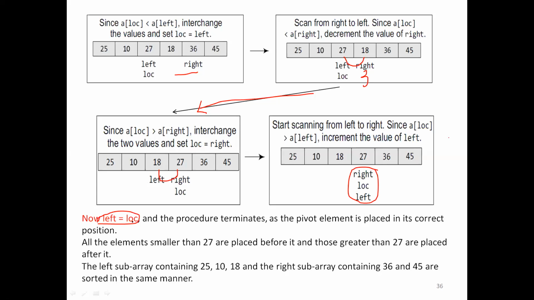So once left equals location, the procedure terminates as the pivot element is placed in its correct position. From this we can conclude that the elements to the left of the 27 are lesser than the pivot element. The elements to the right of the 27 are greater than the pivot element. So I will stop the process here.